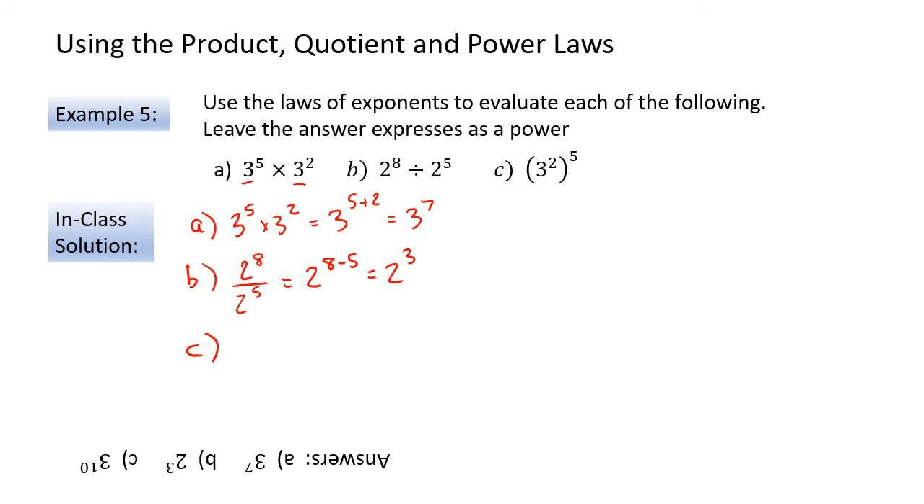Item C, 3 to the exponent 2, and that's all in brackets raised to the exponent 5. When you have a power raised to another exponent, 3 to the exponent 2 to the exponent 5, that's the same as multiplying those exponents together. So we have 3 to the exponent 2 times 5, which is 3 to the exponent 10.